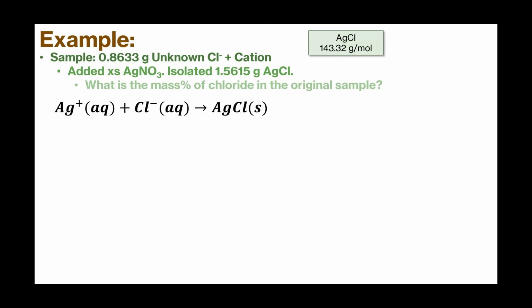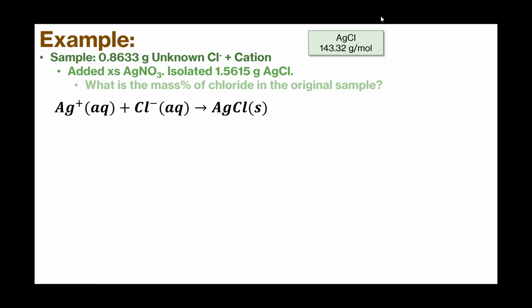So we've got a sample. This sample is 8.8633 grams, and it has an unknown chloride concentration, and it has some cation with it. We don't care what the cation is for this example. We need the cation to be there so that the solution is totally electrically neutral.